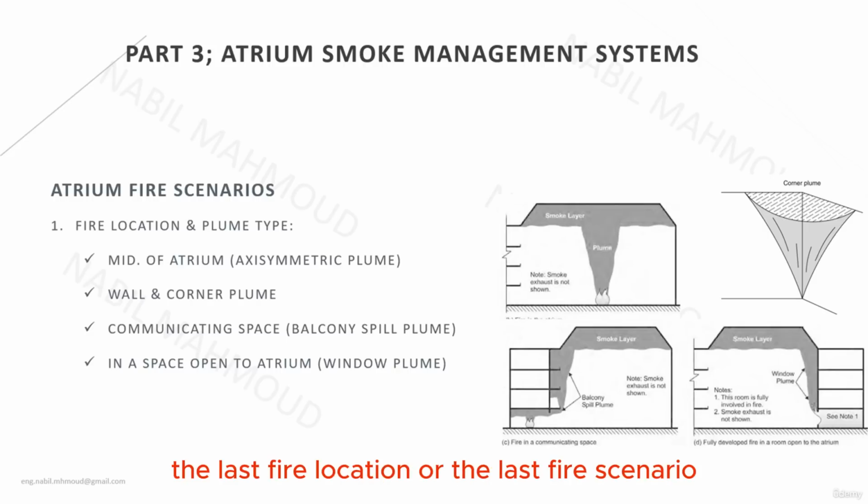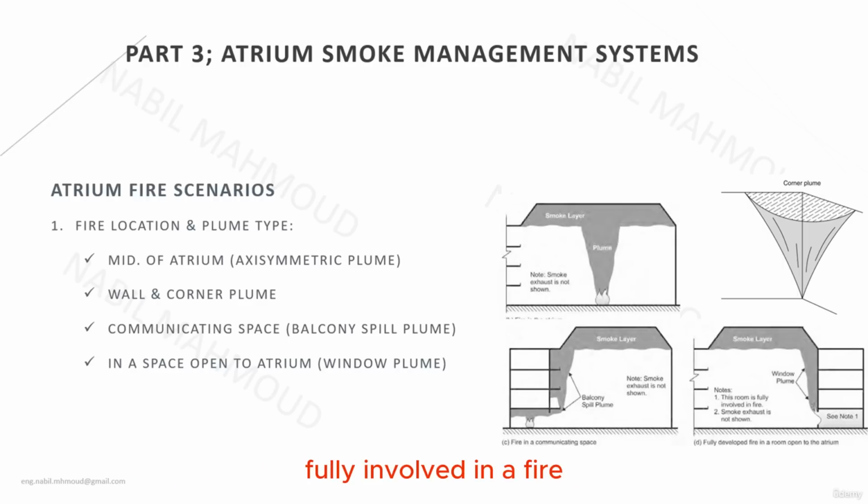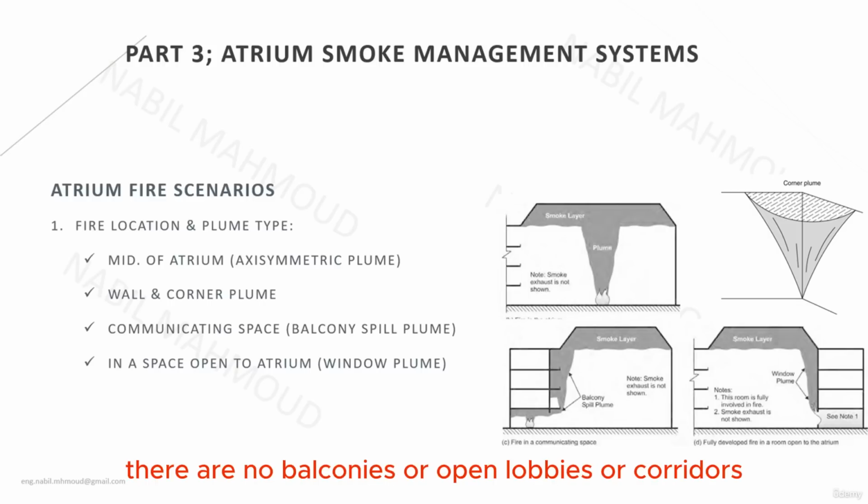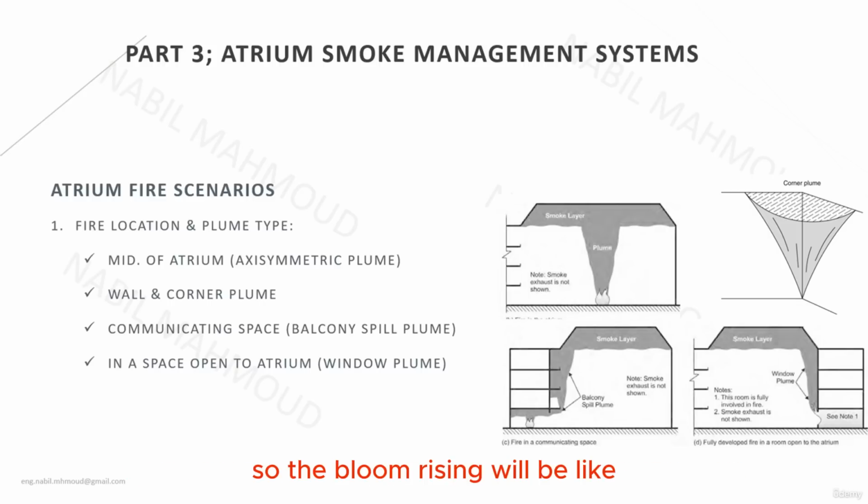The last fire scenario is in a space open to the atrium, or what's commonly known as the window bloom. In the window bloom, the room that is having the fire origin is usually fully involved in a fire, and there are no horizontal obstructions like windows or balconies that can cause the scenario of balcony spill. So the room is open to the atrium directly, and the above floors are completely isolated from the atrium. There are no balconies or open lobbies or corridors. So the bloom rising is what's commonly known as the window bloom.